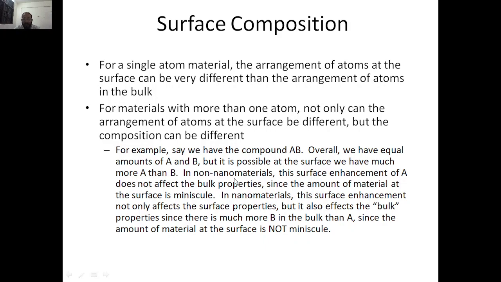So in non-nanomaterials, what happens? This surface enhancement of A does not affect the bulk properties, since the amount of material at the surface is minuscule, that is minimum. See, for A and B in the bulk structure, whatever is having maximum outside, it doesn't matter, because it is bulk. But in nanomaterials, this surface enhancement not only affects the surface properties, but it also affects the bulk properties, since there is much more B in the bulk than A. Since the amount of the material at the surface is not minuscule, that's why at the nanoscale the properties do change.